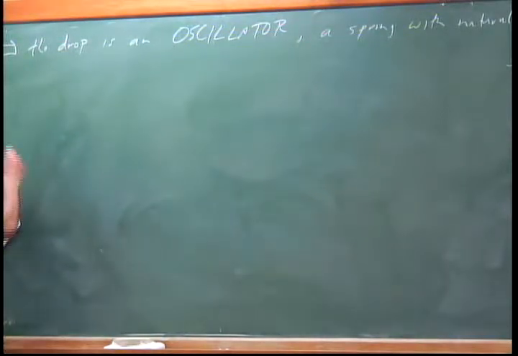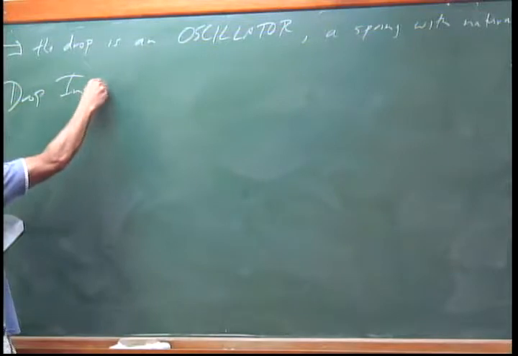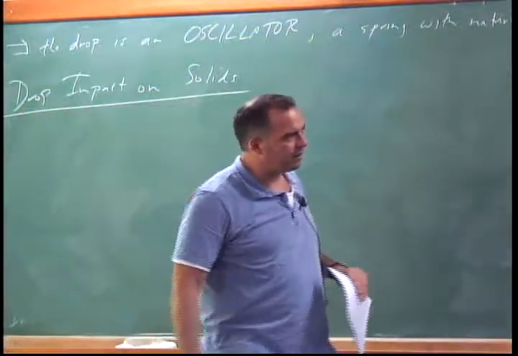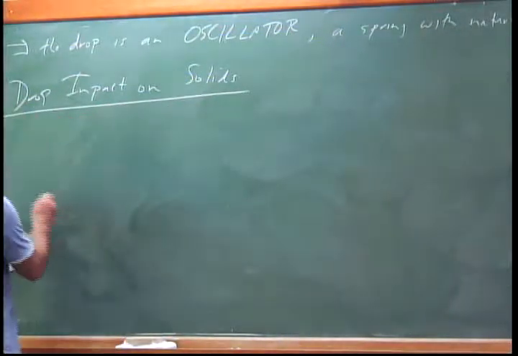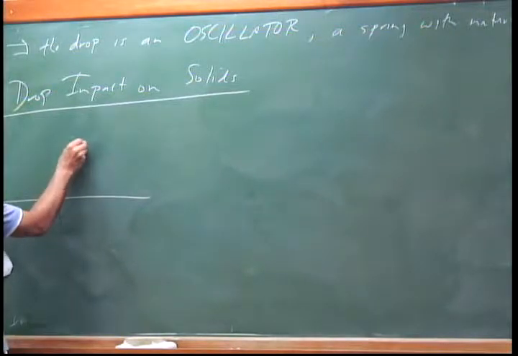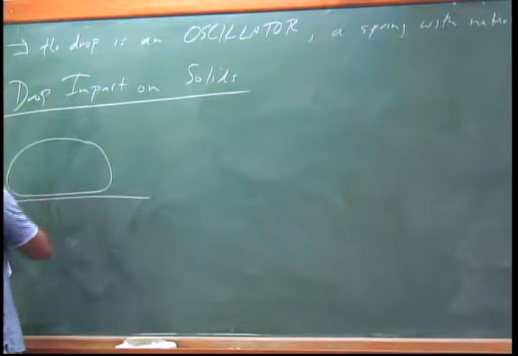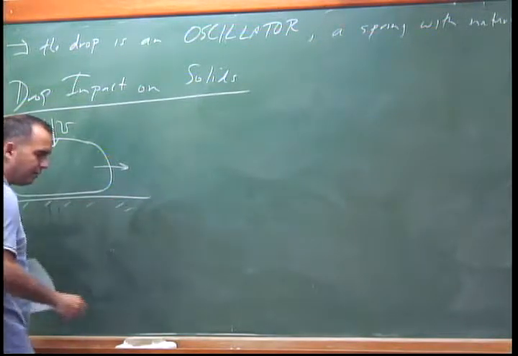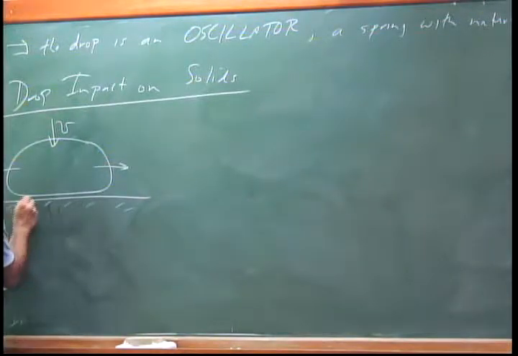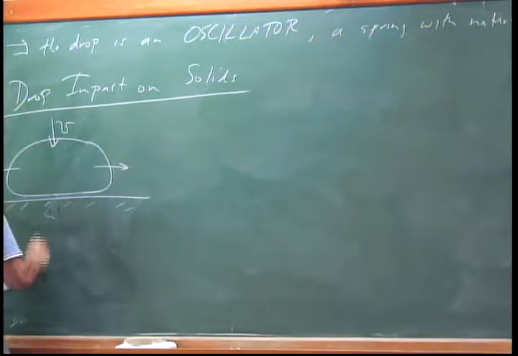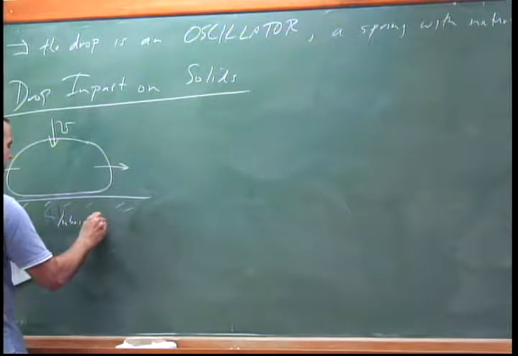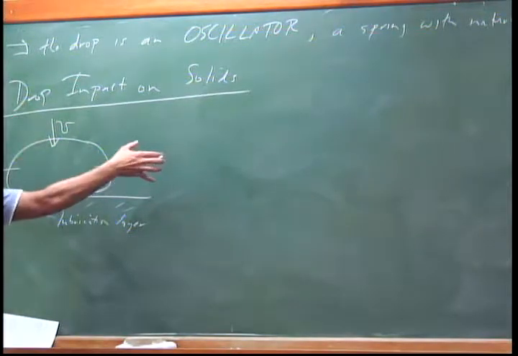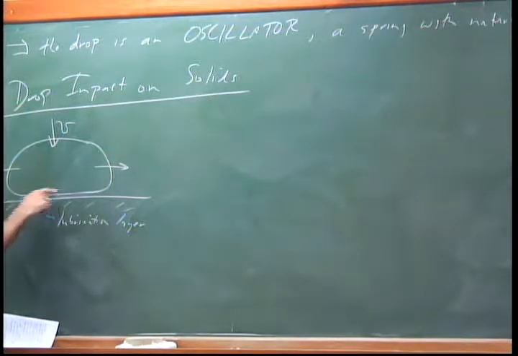Okay, so now we can look at drop impact on solids. This is a problem that people have looked at to a huge extent, mostly in the design of super hydrophobic surfaces. The picture is that a drop comes down, and the fluid spreads, and you have a lubrication layer here. So you have to describe the flow within the lubrication layer, which is basically a region of high pressure. The drop is going to come in, splash, and possibly bounce back. Whether or not it sticks depends on whether or not this touches down.